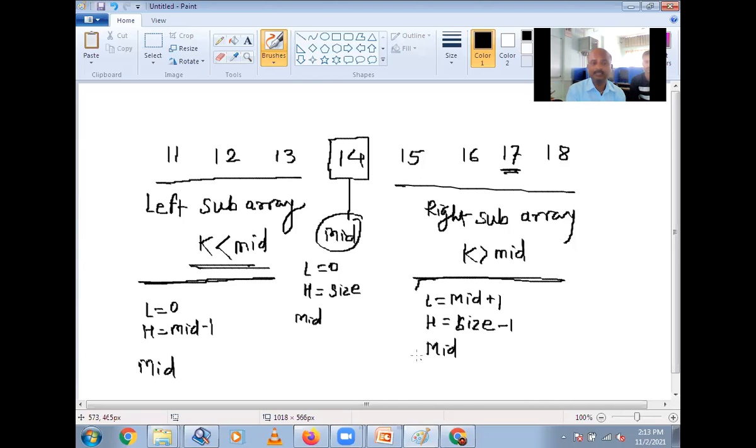The next part is binary search with the help of divide and conquer, which we are going to see in the next lecture. Okay, we'll stop here.